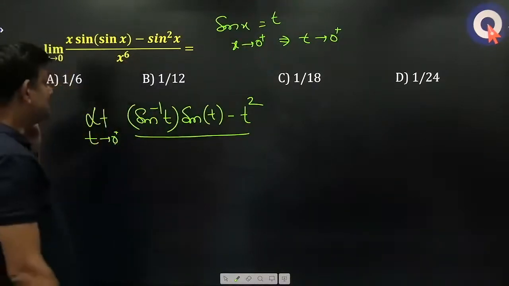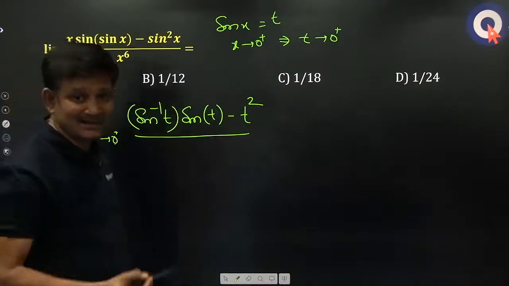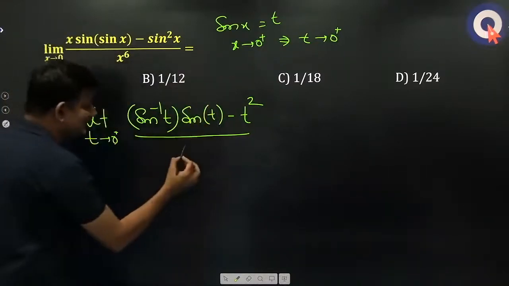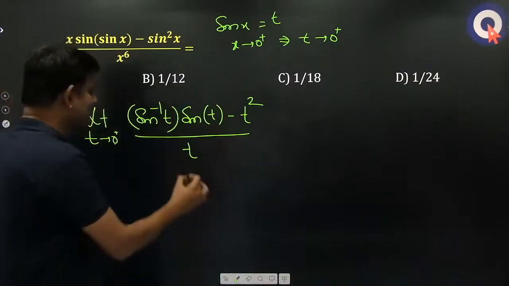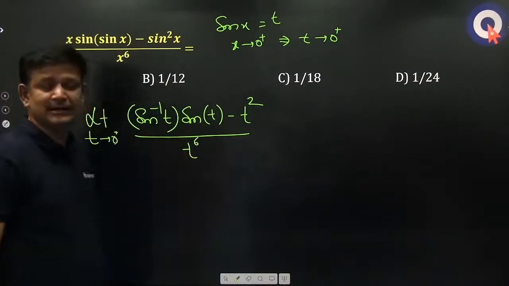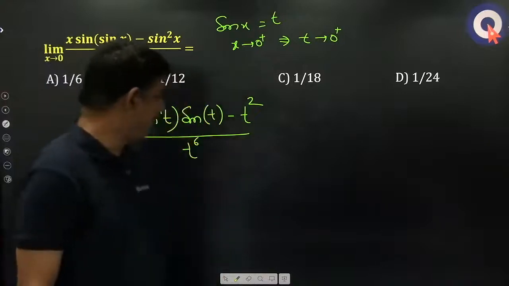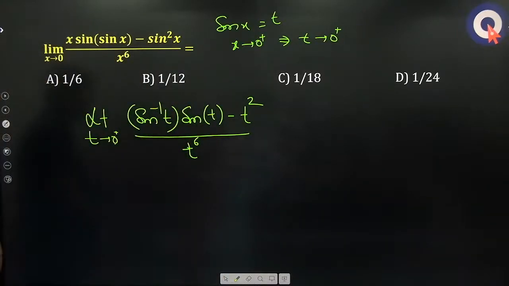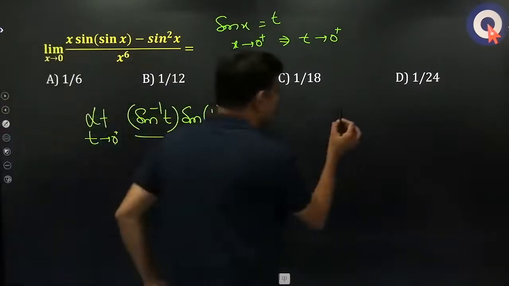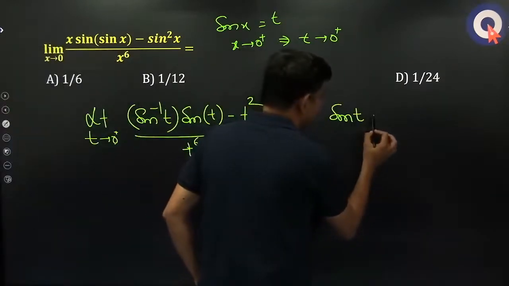In a product, sin inverse t can always be written as t, or divide by t power 6 and multiply by t power 6. Sin inverse t by t, limit will be 1. Happily you can replace it by 1. So this is that simple limit now. You know the expansion of sin t. What is it?